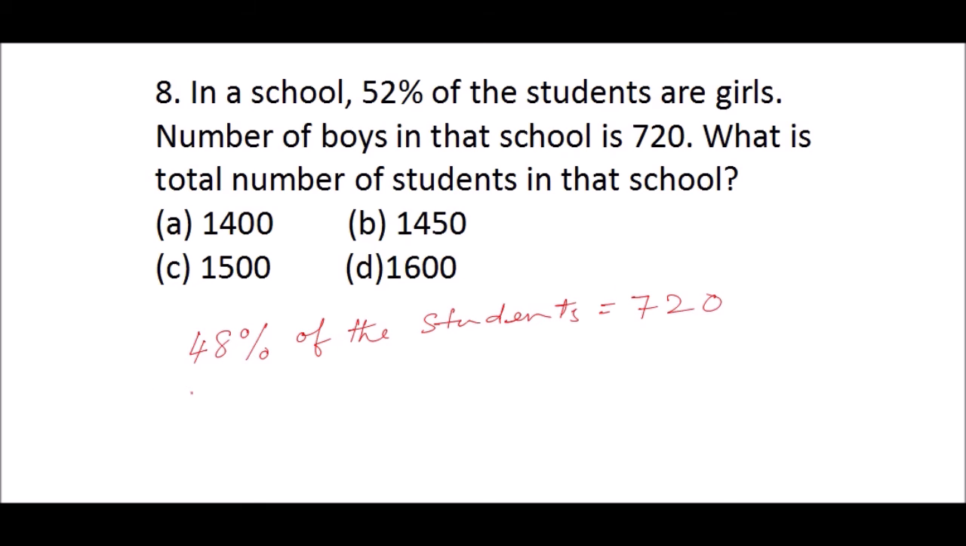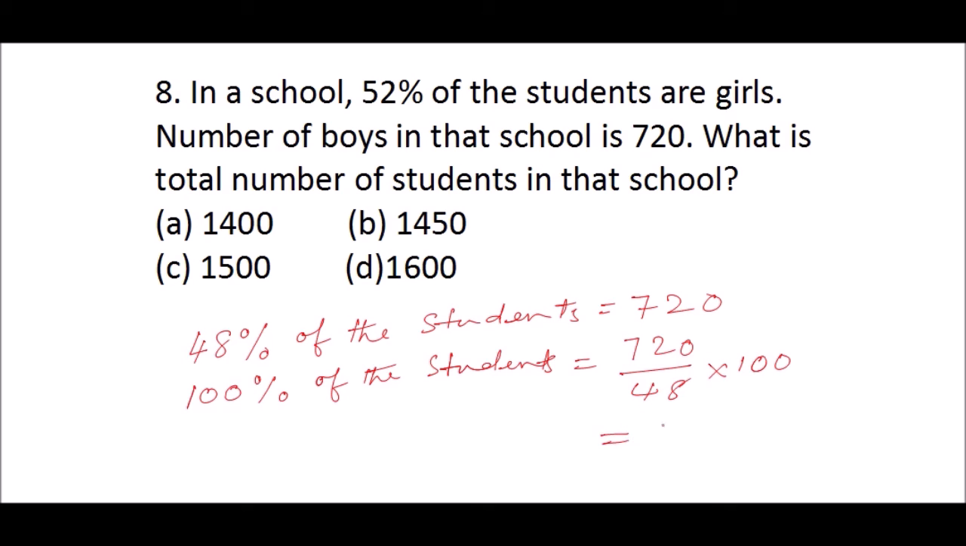That gives you 100% of the students, which consist of both boys and girls. 100% of the students is equal to 720 divided by 48 multiplied by 100, and if you simplify, that gives you 15, and that is 1500. Therefore, boys and girls together is 1500. Therefore, your option C is the correct option.